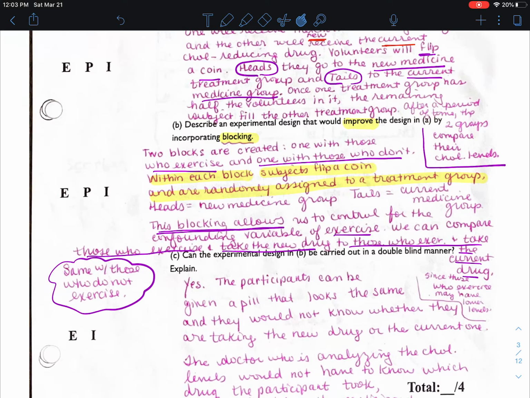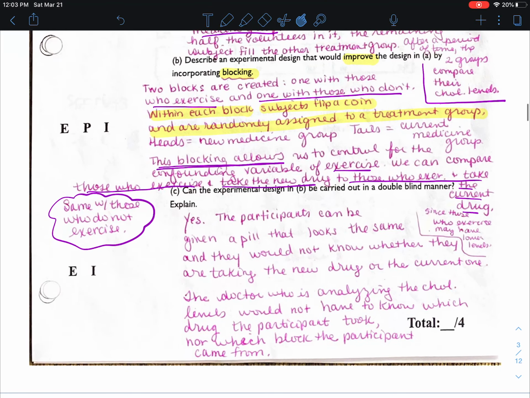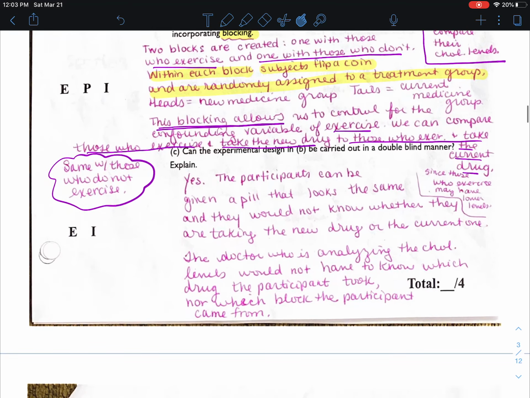And finally, it says, can the experiment be carried out in a double-blind manner? And you can read what I have there. Yes, they can. The people can take a pill and not know which drug it is, and the doctor analyzing their cholesterol levels doesn't have to know what treatment group they were in.